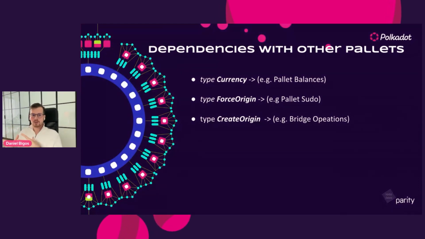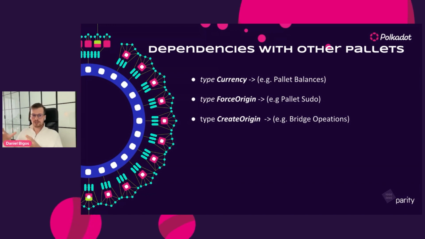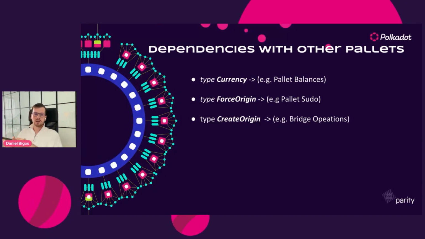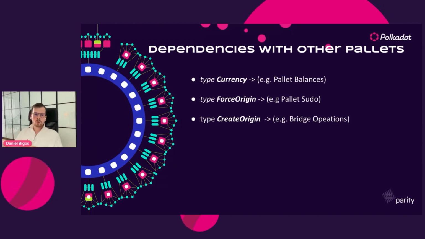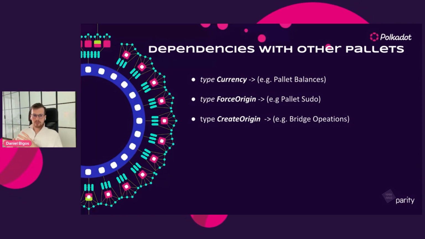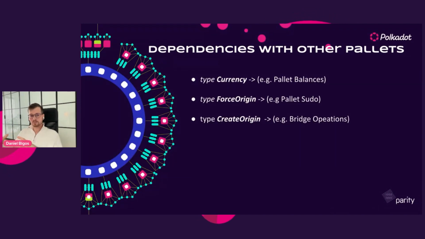And one of the attributes, one of the traits, one of the behaviors that needs to be implemented for the asset pallet is a currency trait. And in most of the runtimes that I have ever seen with Substrate, it is met with pallet balances. Also, we have force origin trait. So this is the trait that describes the behavior who can trigger force actions. And in parachains like StateMint, it is done with pallet pseudo.